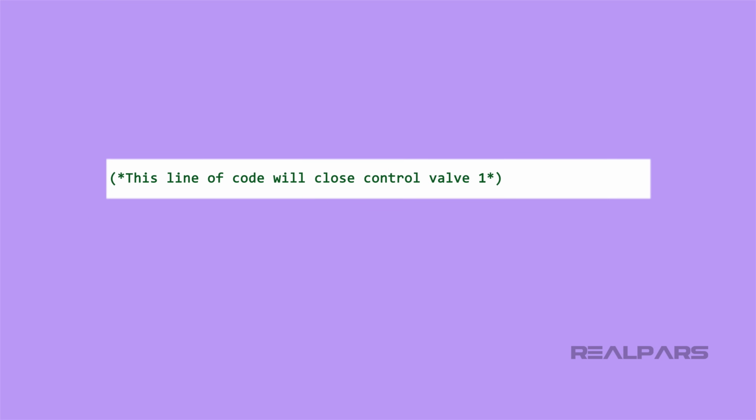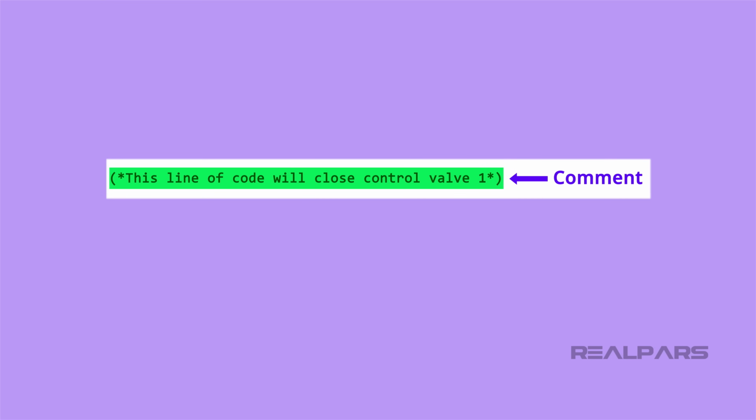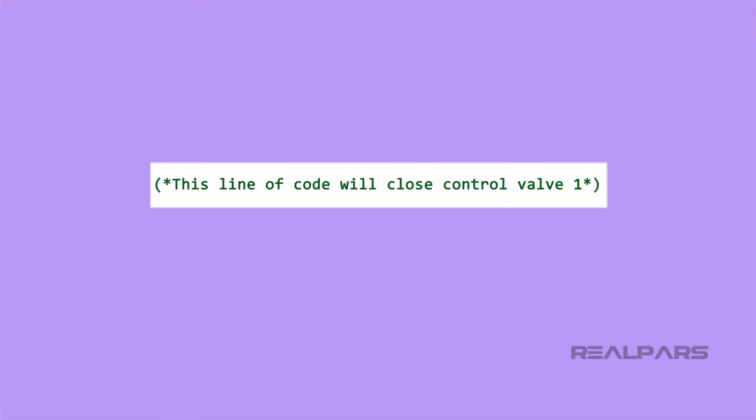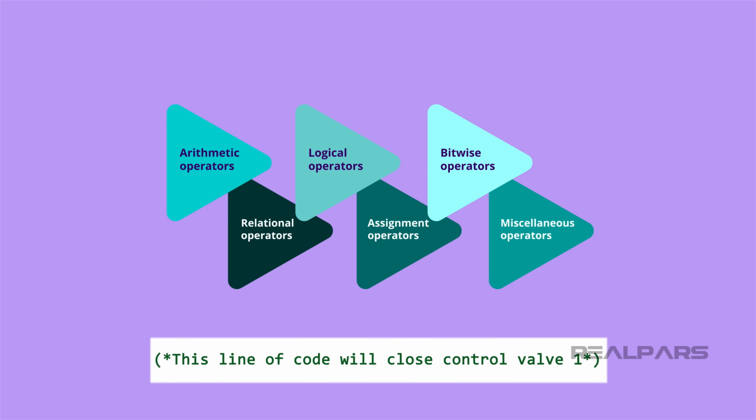Another very common and useful syntax of structured text is the use of a comment. As a beginning programmer, the use of comments is essential to creating code that can be read later on. To add a comment in structured text, you'll start with a left parenthesis, followed by an asterisk. To close your comment, you'll then add another asterisk, followed by a right parenthesis. So, if you are going to add, "This line of code will close control valve 1," it will look like this.